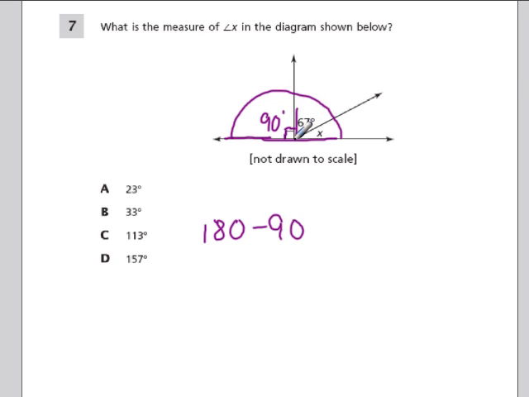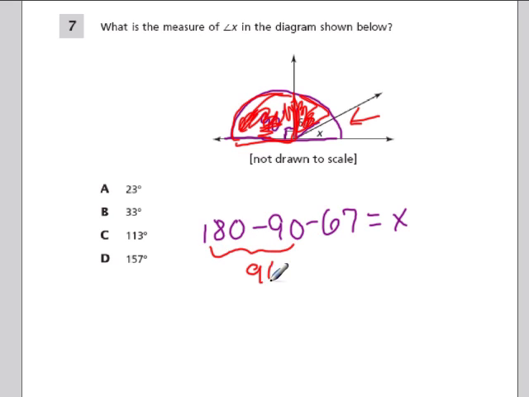And then we know that this angle here is 67, so x has to equal the full arc, 180, minus this 90-degree chunk right here, and then minus this 67-degree chunk, because that's what's left over, is this angle right there. So 180 minus 90 is 90. Minus 67 is 23. So the answer here is A, 23 degrees.